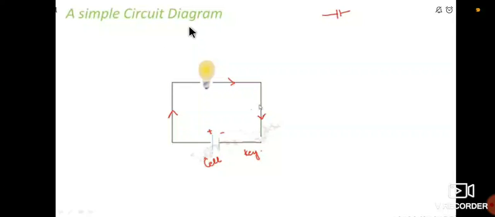A simple circuit diagram. See here, write a simple circuit diagram by using simple components. They will ask like this in your examination. A simple circuit diagram contains one cell, one key, one wire and one bulb. You should connect like this. This is called a simple circuit. And also the main point is you should write either open circuit or closed circuit.